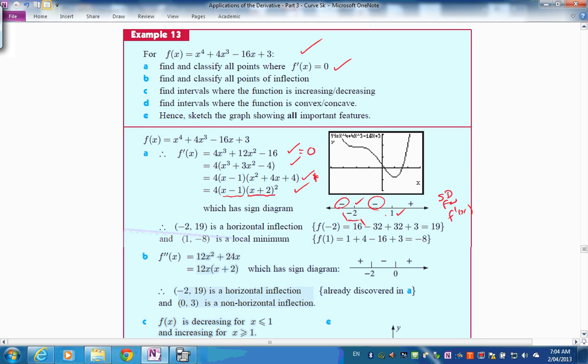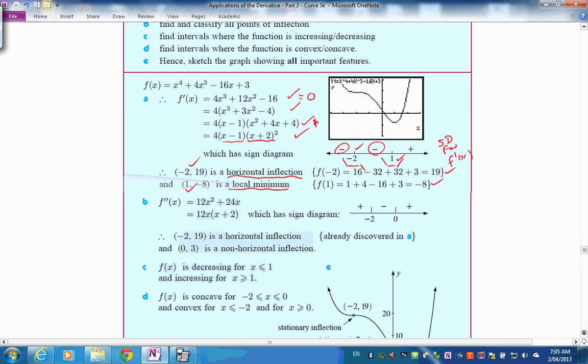Not a bad idea to draw that. So here it's negative, flattening, positive, so you've got your local, you've got a horizontal inflection there at negative 2. Got to sub it back into the function to get the y value. Local minimum at 1, sub it back into the f function to get its y value there. Okay, come down a bit now.